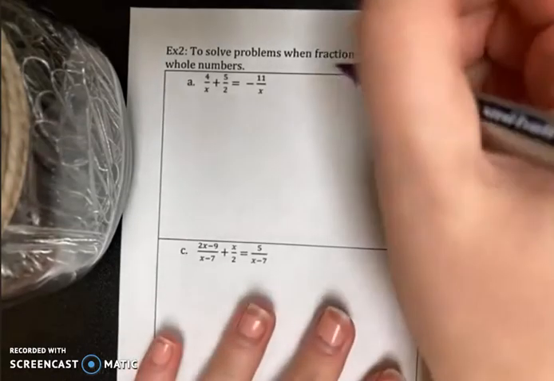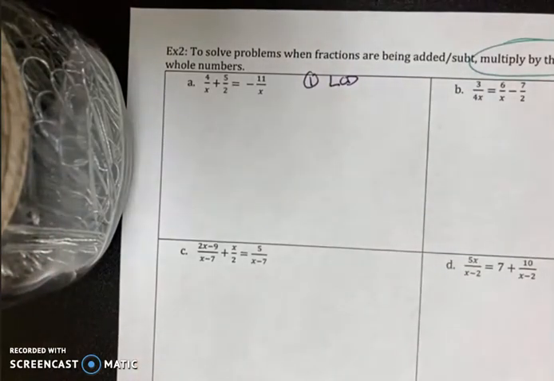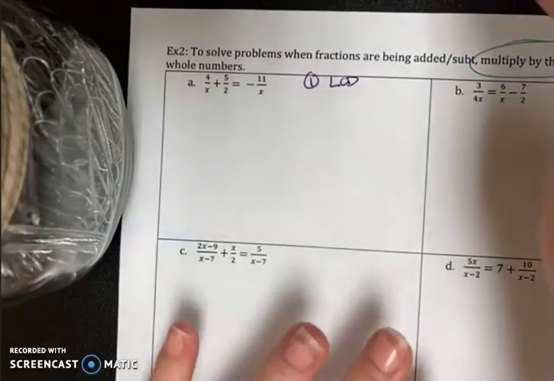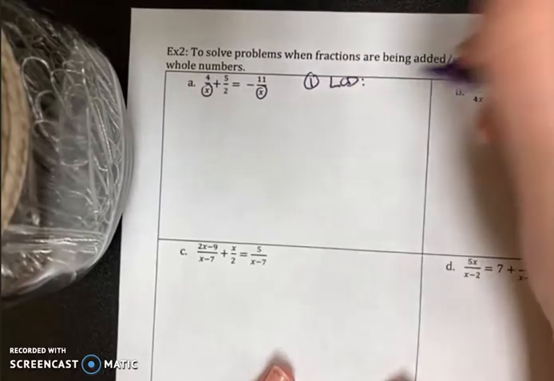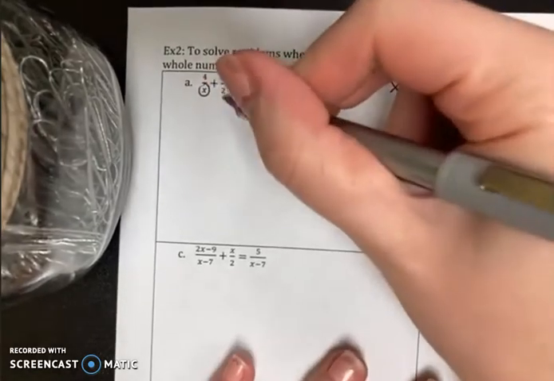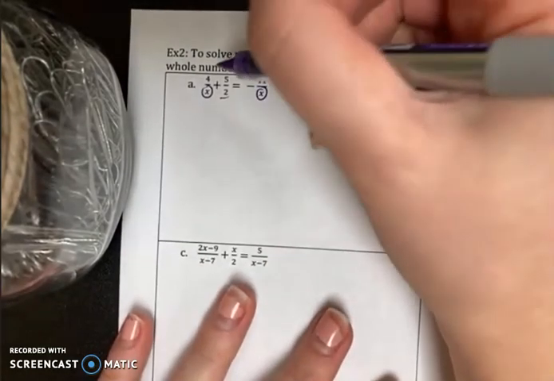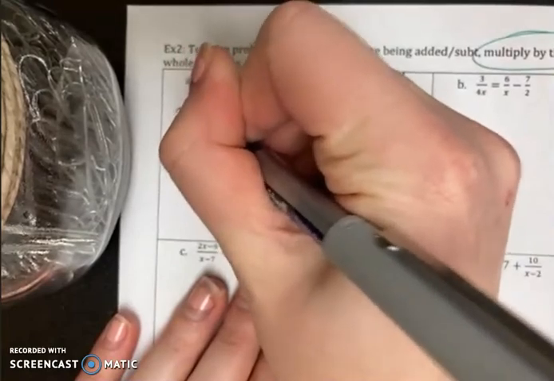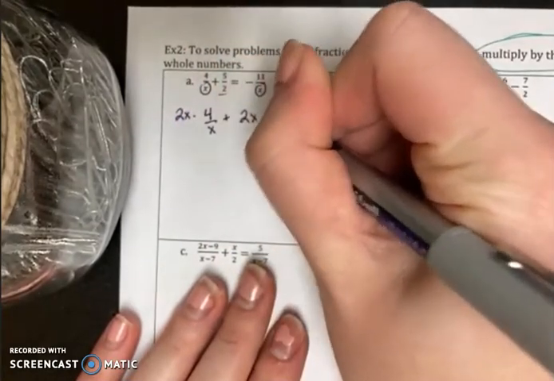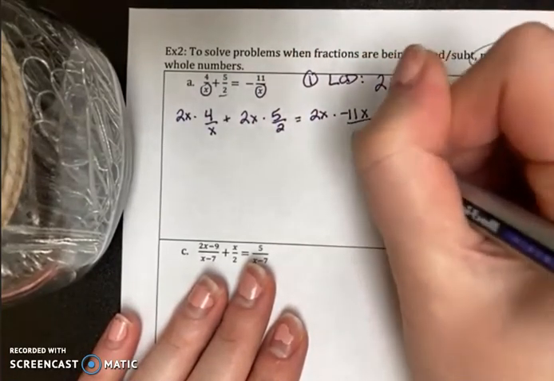The first thing I need to do is identify the least common denominator. Remember, least common denominator, we factor if we can, then we identify similarities and differences and multiply them together. So a similarity is something that we see more than once, which I see x more than once. I only want to account for that one time. I don't want to repeat it. And then a difference is something we only see once, which is 2. Now I need to multiply each term by that 2x. So I have 2x times the 4 over x plus 2x times the 5 halves equals 2x times the negative 11 over x.